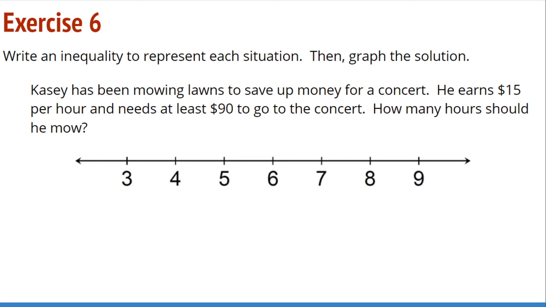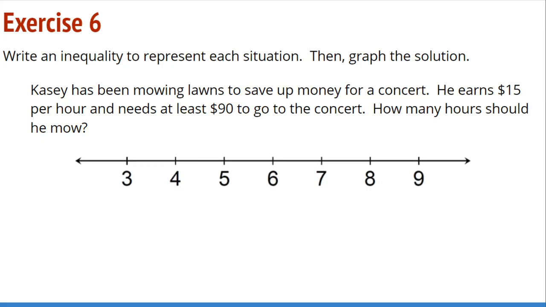Exercise 6. Write an inequality to represent each situation, then graph the solution. Casey has been mowing lawns to save up money for a concert. He earns $15 per hour and needs at least $90 to go to the concert. How many hours should he mow?